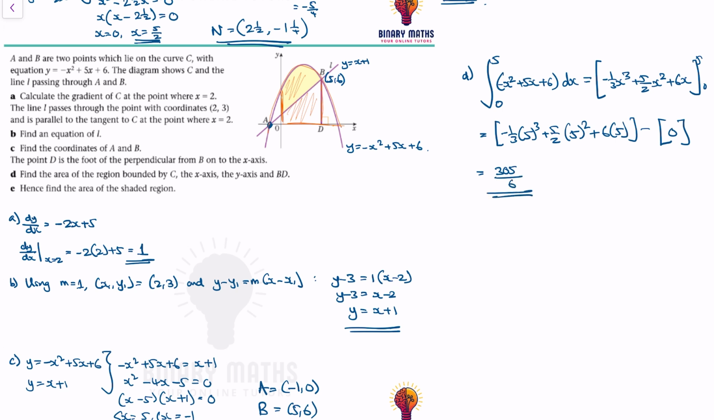You find the area of the shaded region. So what I need to do is, because I know the answer from part D, all I need to do is take away the area of the trapezium. So when I think of the trapezium, I've got (0, 0) here. The point B is (5, 6).